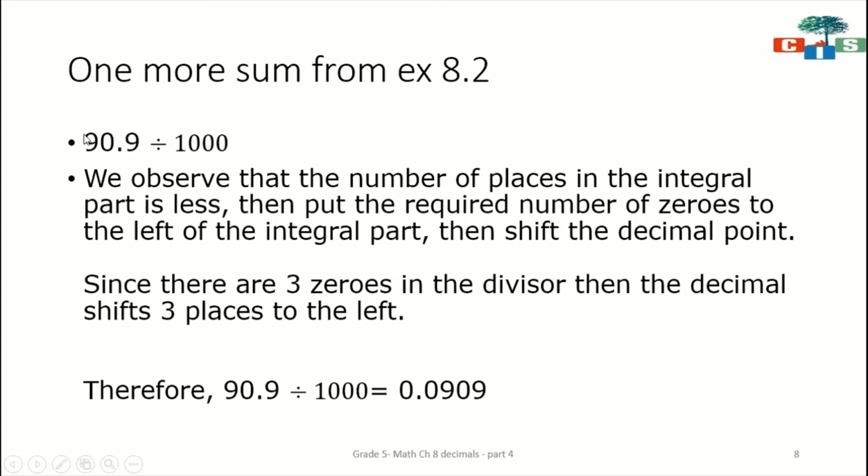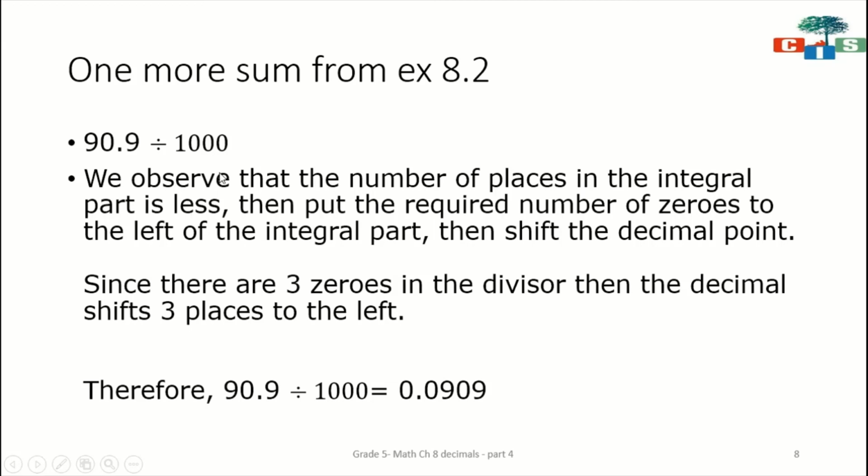So we'll do that. Here we have the decimal point between 0 and 9. Now we'll shift this decimal point to its left by 3 digits. So 1, 2. Oh, but here we have only 2 digits. So what we need to do, scholars? Yes, we need to put 0 to the left of the 9. Okay. So our answer will be 0.0909.